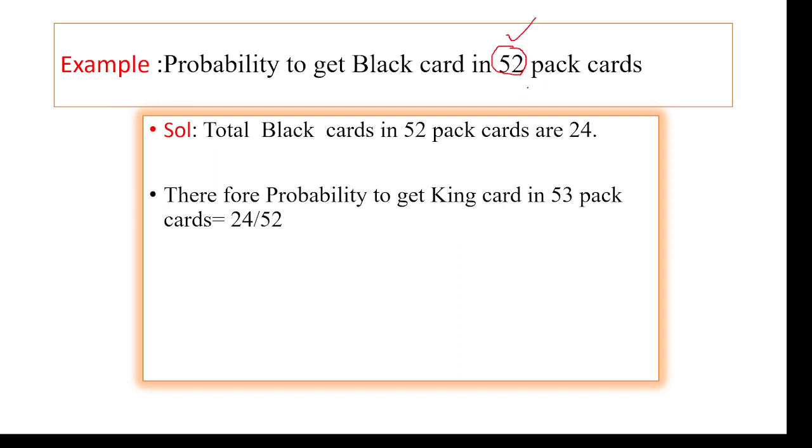Sometimes they may ask in university exams 53 cards or else 52 cards. So including a joker, one more card, they may ask 53 cards. If they ask 53 cards, you may get 1 by 53. If they ask 52 only, we need to calculate the probability for 52 cards.